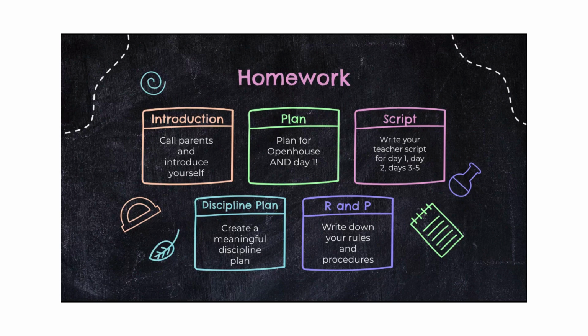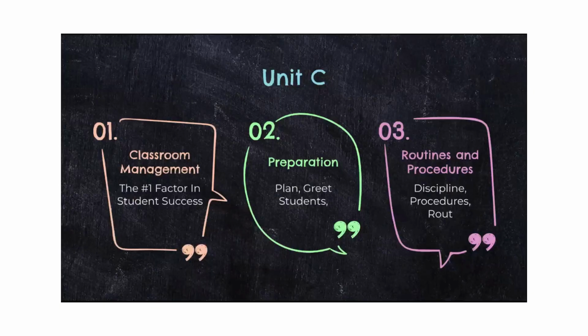Rules and procedures. Write down your rules and procedures. Make sure they're clear and concise. Make sure the parents know those rules and procedures, so that when Johnny comes home, mom can say, you know what, Miss Rose's rules are this. You did not do this. This is what happened, okay? You have to be in agreement with each other. Parents and teachers work together to make an effective and successful classroom, okay? If the students know that the parents and the teachers are working together, man, oh man, they'll fall in line.